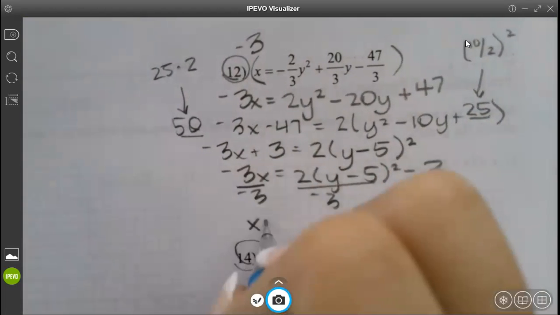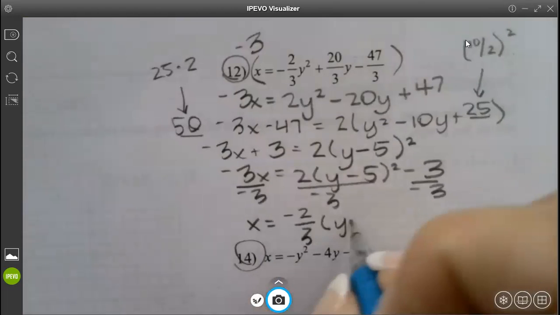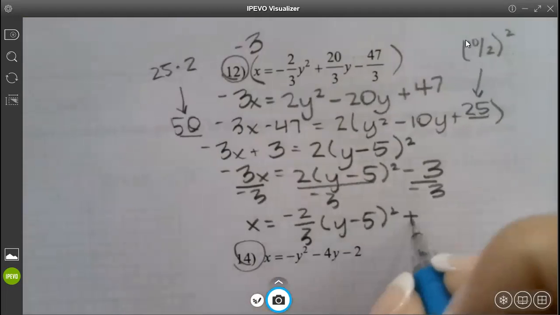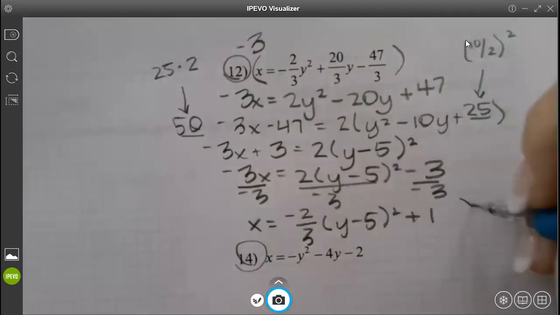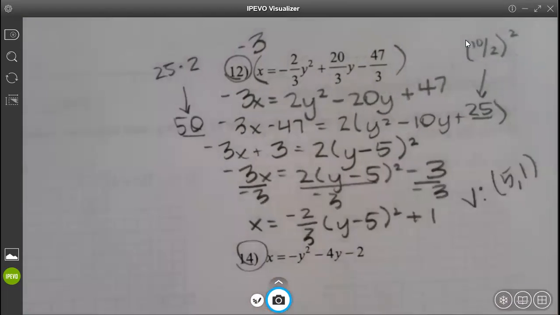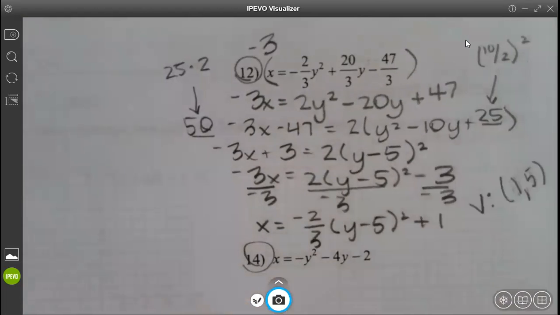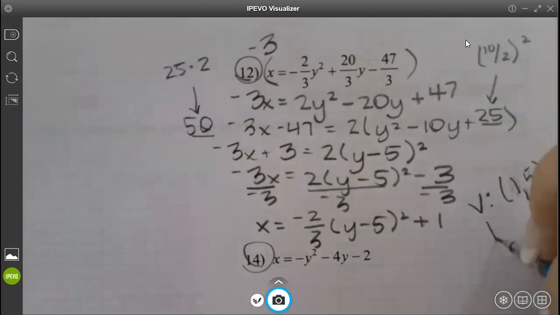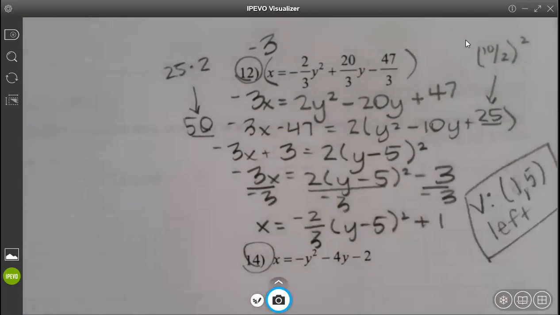Give me a second. x equals negative 2/3 (y minus 5) squared plus 1. What's your vertex? 5, 1? No, what is it? 1, 5. Remember, we have to go backwards because it's a left, right. And then what is your opening? Left, because it's negative.